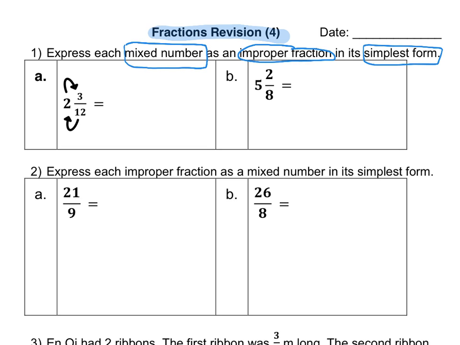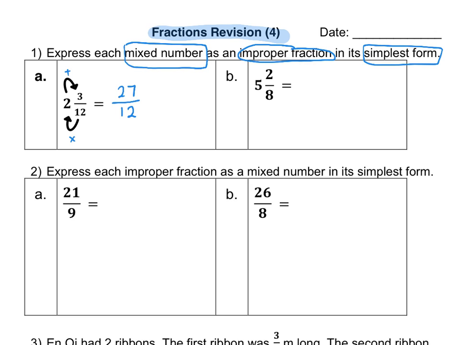There is actually a shortcut to it. The denominator remains the same. To find the numerator, we apply the shortcut. We times, followed by plus. So 12 times 2 gives 24. 24 plus 3 is 27. So we have 27 twelfths.